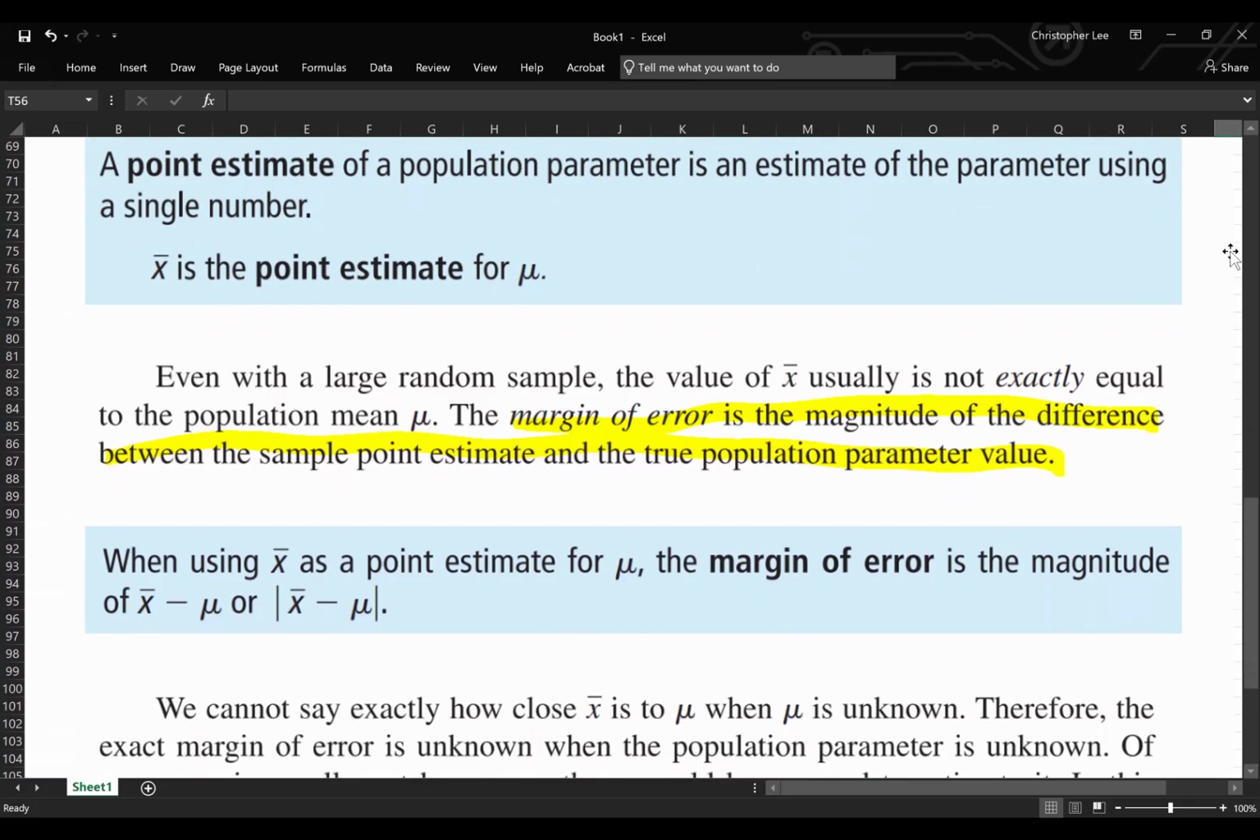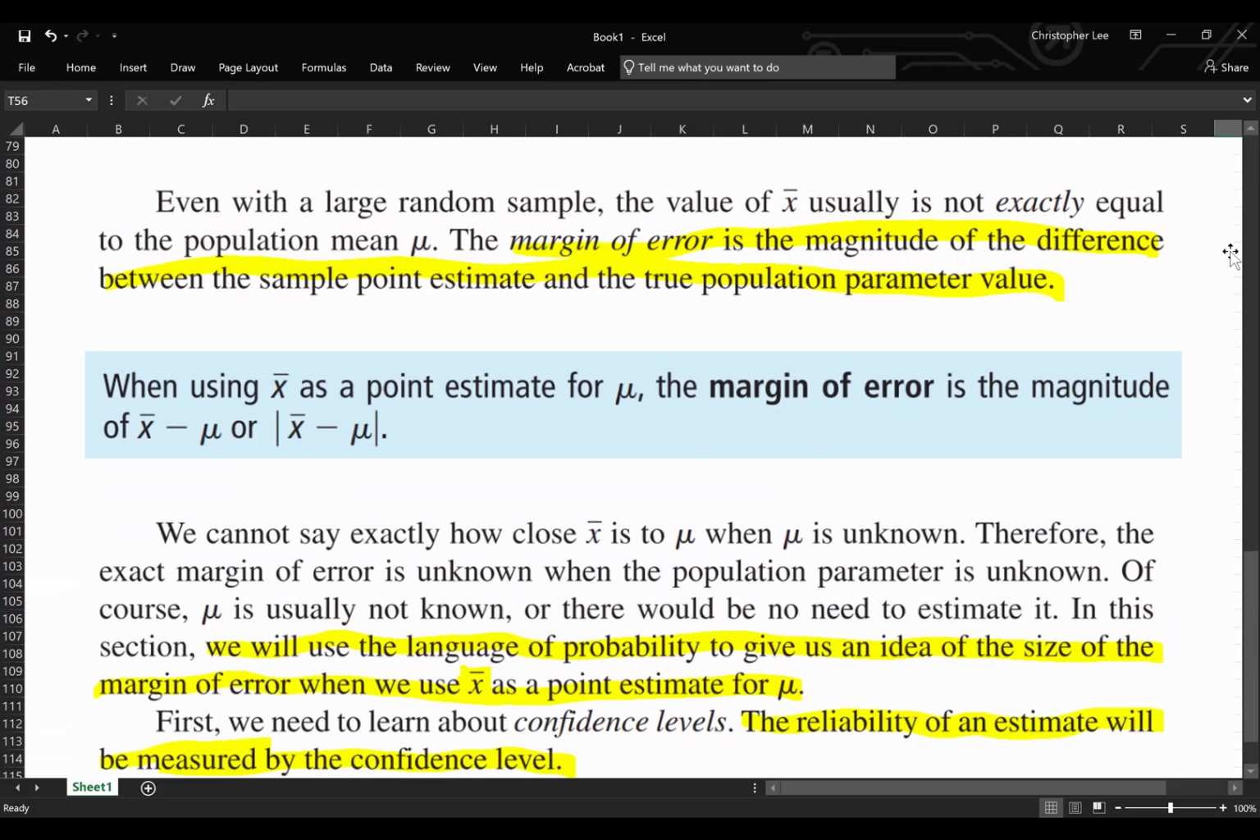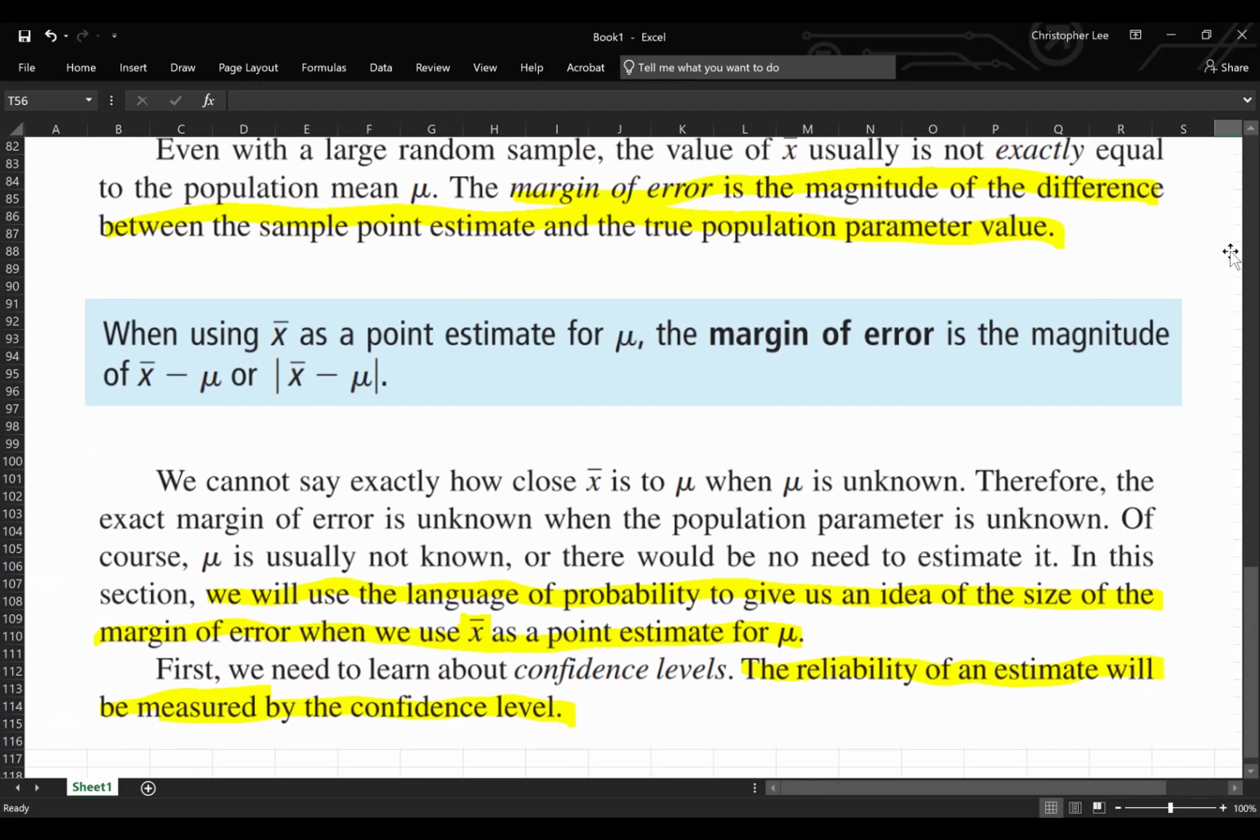Even with a large random sample, the value of the sample mean usually is not exactly equal to the population mean mu. The margin of error is the magnitude of the difference between the sample point estimate and the true population parameter value. We're going to hear that word margin of error again coming up as well. When using the sample mean x bar as a point estimate for mu, the margin of error is the magnitude of the sample mean minus the population mean, or the absolute value of the sample mean minus the population mean. We cannot say exactly how close the sample mean is to the population mean mu when mu is unknown. Therefore, the exact margin of error is unknown when the population parameter is unknown.